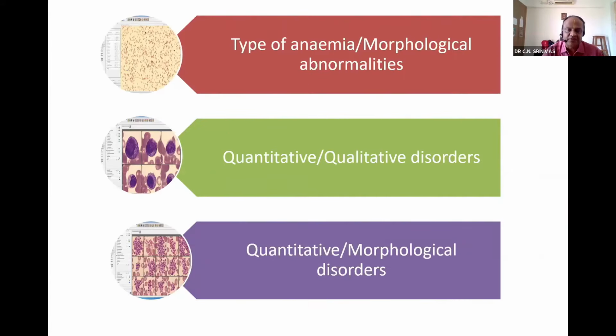When we are doing a peripheral smear review itself, we have to understand whether we have any presence of RBC disorders or morphological abnormalities of the RBCs. Do we have any qualitative and quantitative disorders of the WBCs, or any quantitative and morphological disorders of the platelets? So basically it revolves around the morphological study and the quantitative abnormalities that we have to correlate with the peripheral smear study itself.